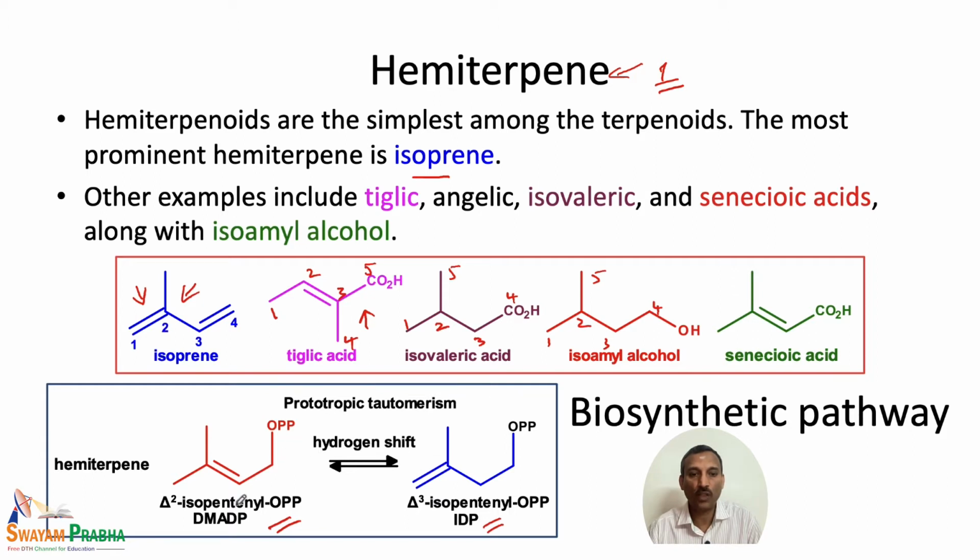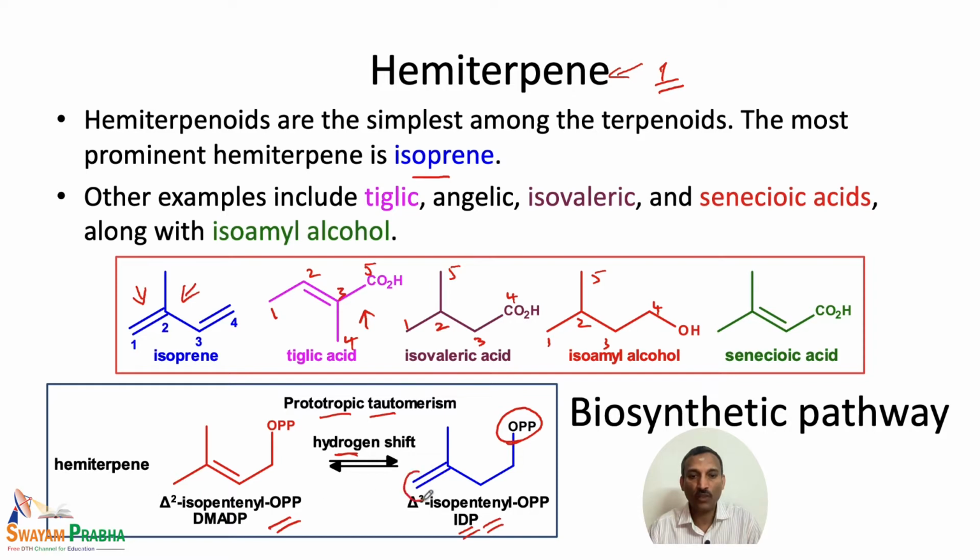So, here we have actually seen the IDP, or the isoprene unit, that is responsible as the starting material for the biosynthetic pathway, and this is the dimethyl unit. This also we have seen in the last session. Here, a prototropic tautomerism takes place between these two units. That means one hydrogen is shifting from one place to another.